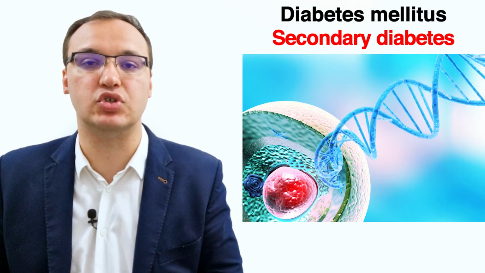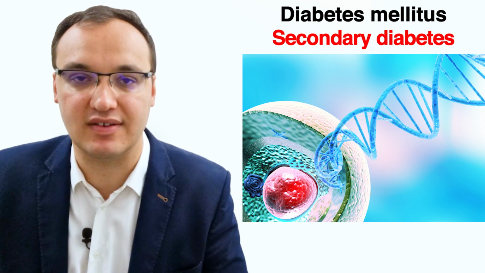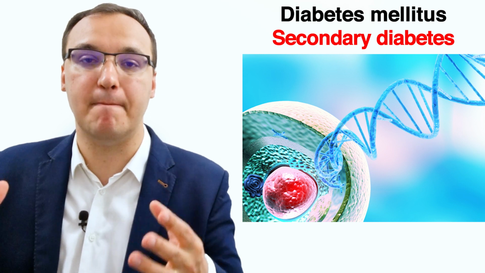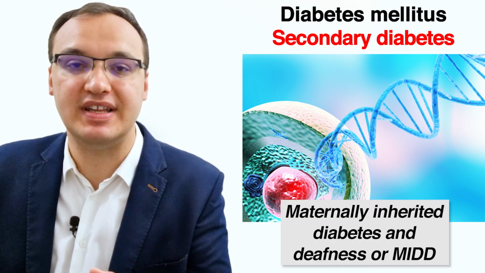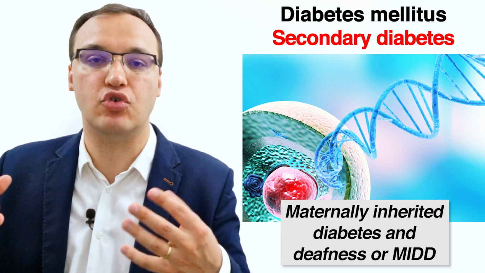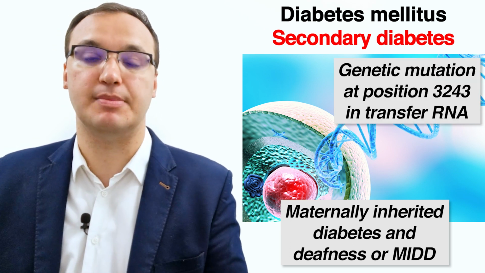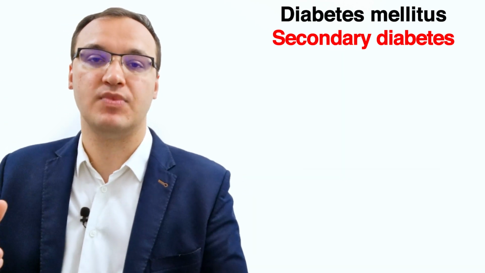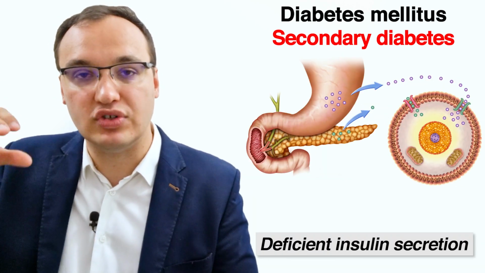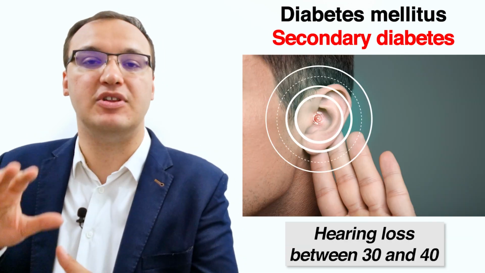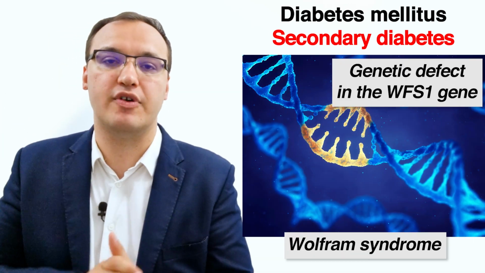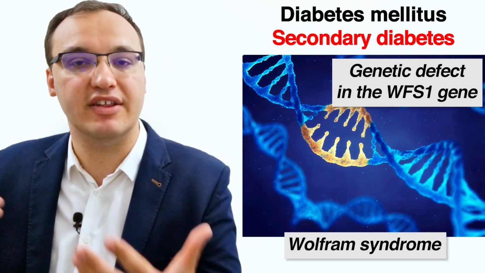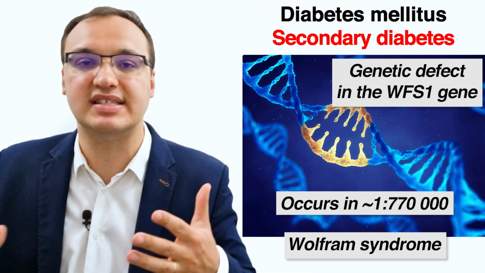And let us look at examples of these genetic defects. A genetic defect of beta cell function can happen in mitochondrial DNA. And this genetic defect is maternally inherited diabetes and deafness, or MIDD, a rare mitochondrial disorder caused by a genetic mutation at position 3243 in transfer RNA in the genes. And this can cause deficient insulin secretion and hearing loss between 30 and 40. Okay? Wolfram syndrome is another genetic defect and can also lead to deafness, diabetes, and several other problems. It occurs in about 1 in 700,000.